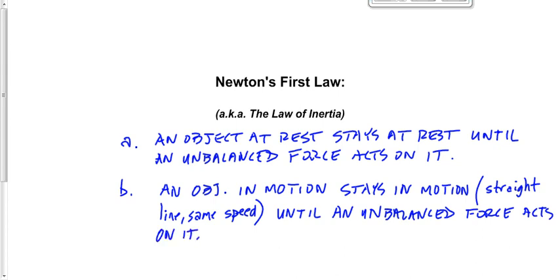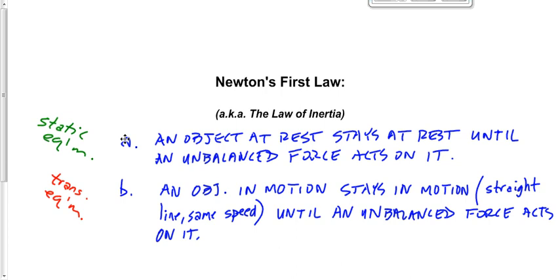This first one is really just a restatement of this concept called static equilibrium that we were talking about. And the second one is really just a restatement of this concept called translational equilibrium that we were just talking about. An object in static equilibrium is going to remain at rest. An object in translational equilibrium is going to keep moving. It's going to keep doing what it's doing.